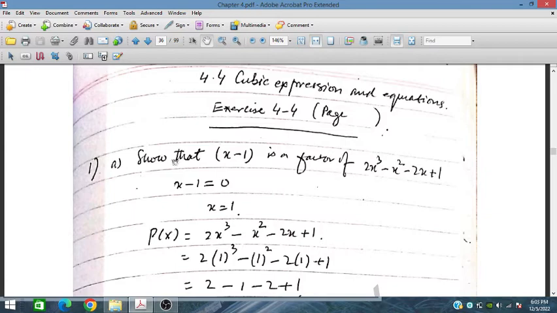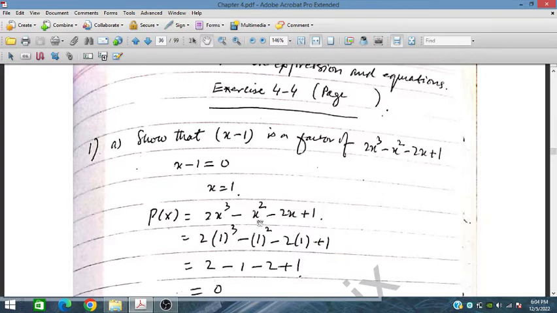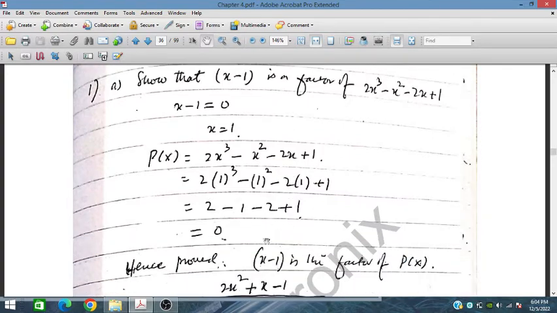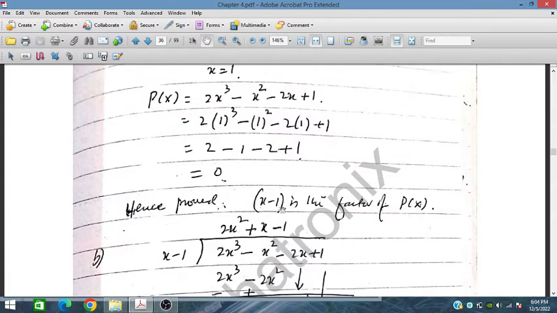The first problem: show that x minus 1 is a factor of this polynomial, 2x cubed minus x squared minus 2x plus 1. So if x minus 1 is a factor, then x minus 1 is 0, so x is equal to 1. So we place 1 in place of x in this polynomial, and we'll see that if the remainder is 0, then it is a factor. So we have seen that the polynomial is 0, so x minus 1 is a factor, or x is equal to 1 is the solution. So hence proved that x minus 1 is a factor.